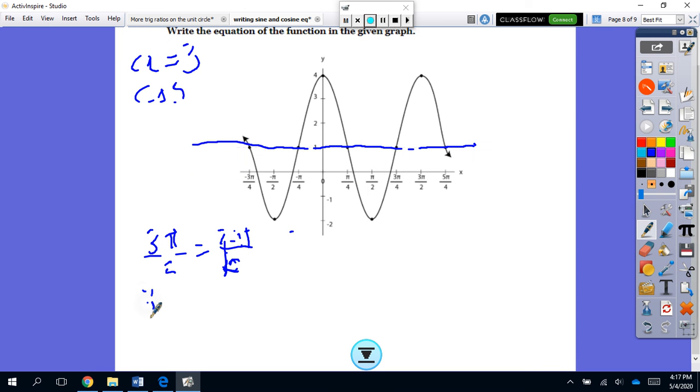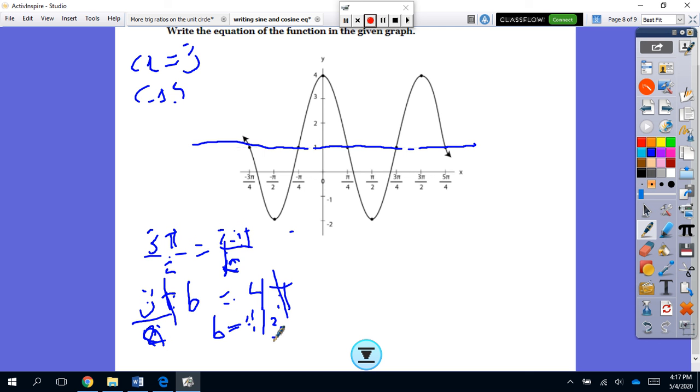3 pi times B equals 4 pi. Well, the pi's are going to cancel out. So 3B equals 4. Did I do this right? 3 pi over 2 equals 2 pi over B. Pi's cross out, so we have 3 over 2. No, I did it right. 3B equals 4, so B is 4/3.